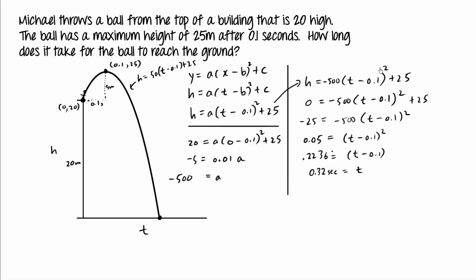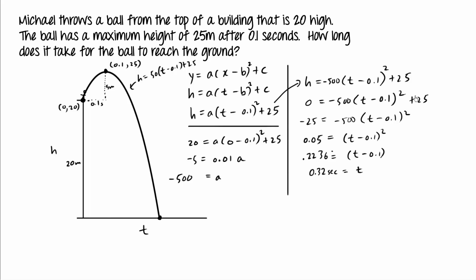So we copy it down, and we reread the question here, saying how long does it take for the ball to reach the ground? When the ball reaches the ground, the actual h value is 0. So we plug in 0, and you can see that there are no other variables except for t. We can solve for t, which is answering the question.